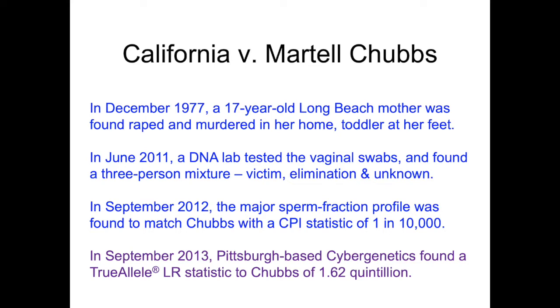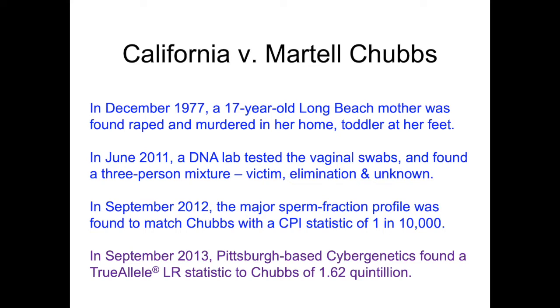In 1977, a 17-year-old Long Beach mother was found raped and murdered in her home. Her toddler girl was at her feet. Years later, on a cold case project in 2011, a DNA lab tested the vaginal swabs and found a three-person mixture: victim, elimination, and unknown.